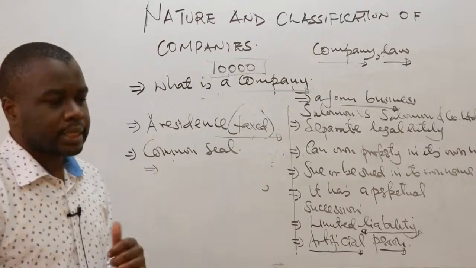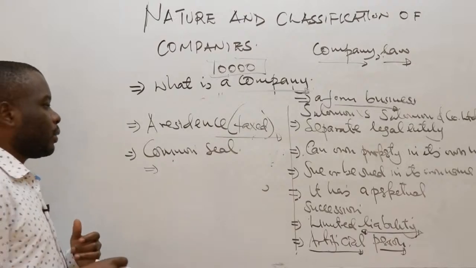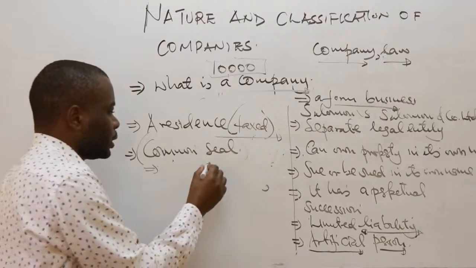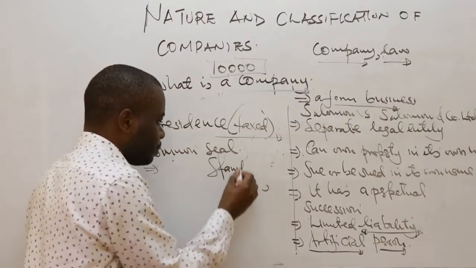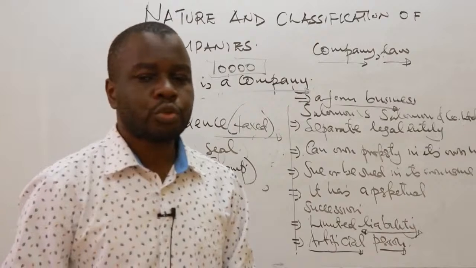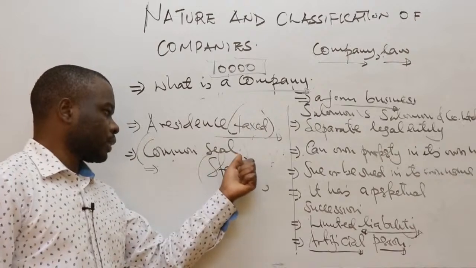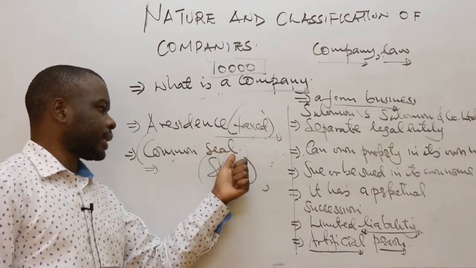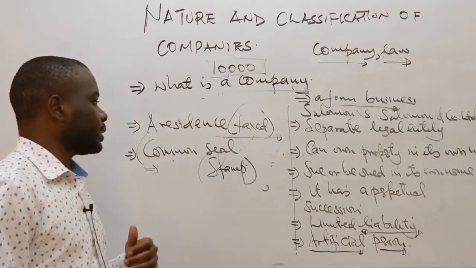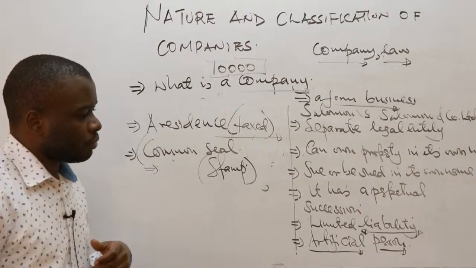Therefore, to authenticate any document originating from the company, what is recognized under the law is known as a common seal. But in certain places, some people use what is known as a stamp. That's why a receipt originating from a company, for it to be authentic, has to be stamped. So the common seal is the one commonly recognized: the company should have a common seal to authenticate any document originating from the company.